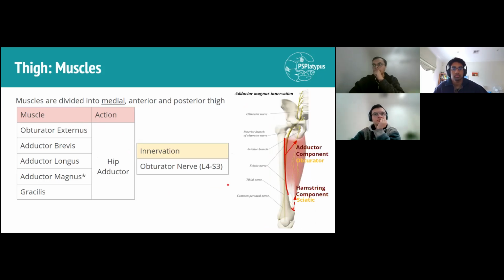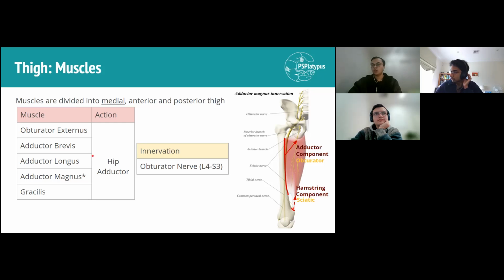All right, next is the medial compartment. So the medial compartment, think about your inner thigh, right? So the muscles on the inside of your thigh, that's the medial compartment. And again, over here, you have 5 main muscles to keep in mind. And all these muscles are going to produce hip adduction.